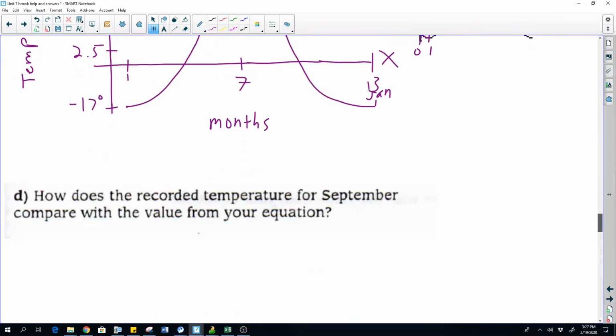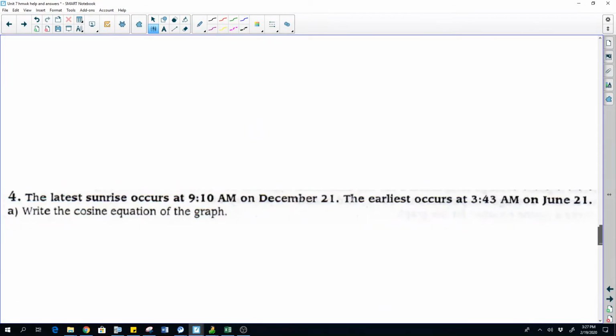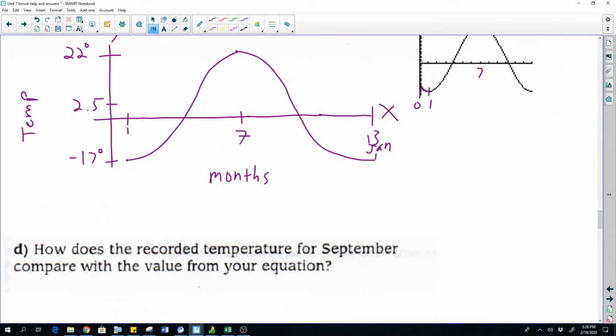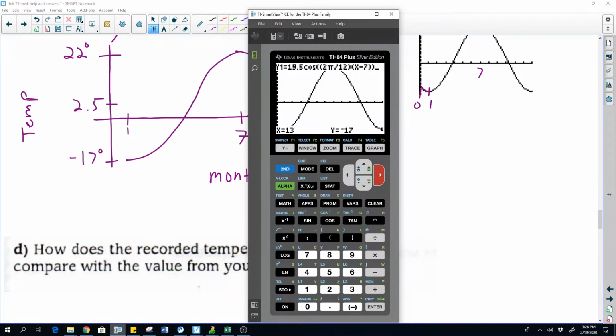Okay, here we go. How does the recorded temperature for September compare with the value of your equation? And so now we can just use our graph to help us find that. Two ways. Let's show you how to do that. So September would be what? It would be the 9th month, because it goes August, September, so July 7, August 8, September 9.